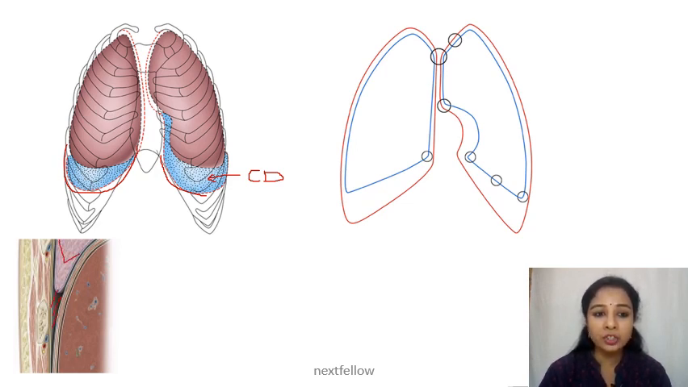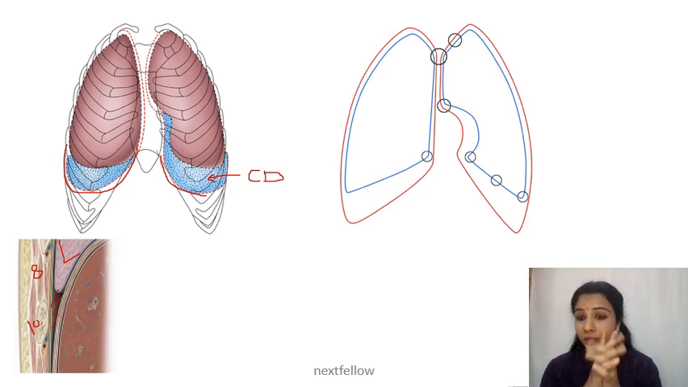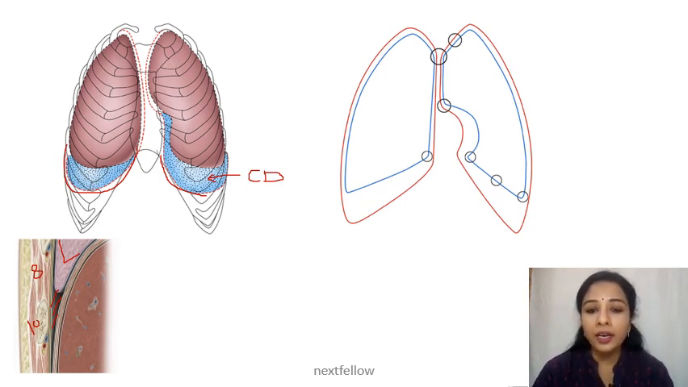It is related to the 8th to 10th ribs. Laterally it is related to the 8th to 10th ribs in the mid-axillary line. That is a very important thing to note: mid-axillary line, 8th to 10th ribs, and the same on both right and left sides.